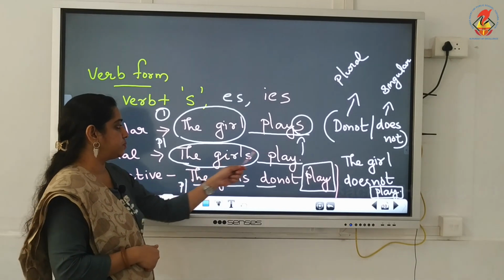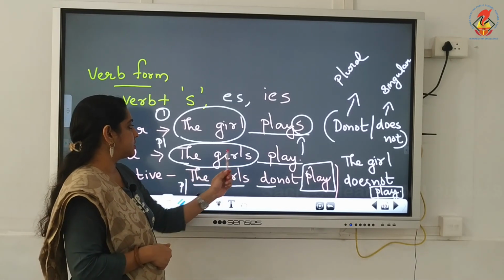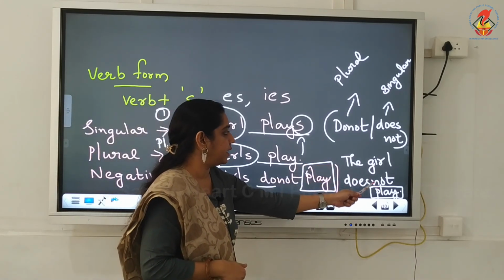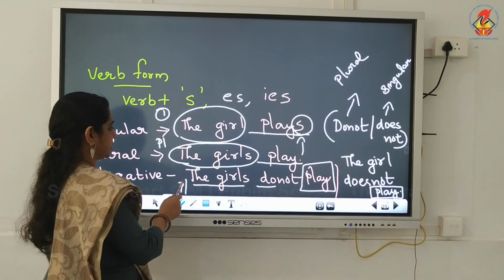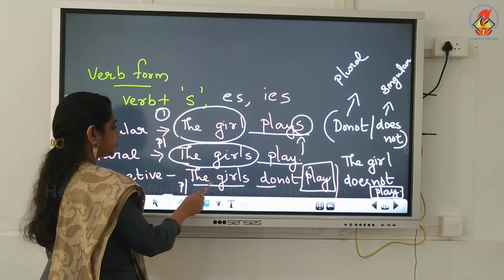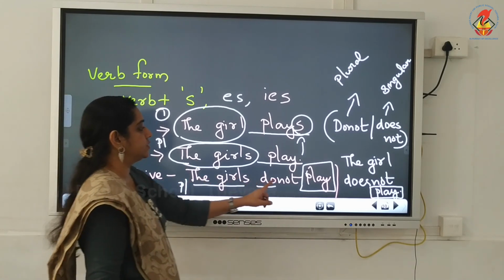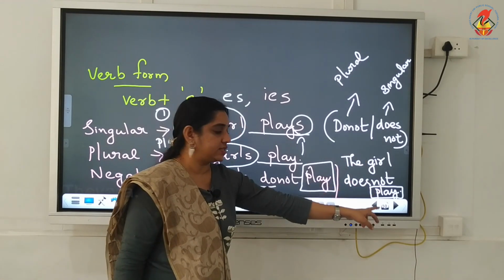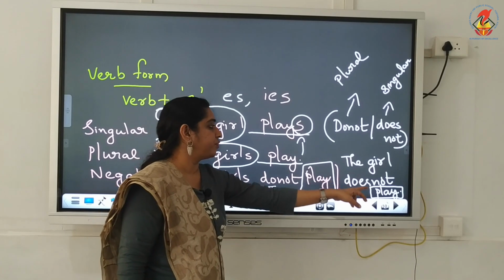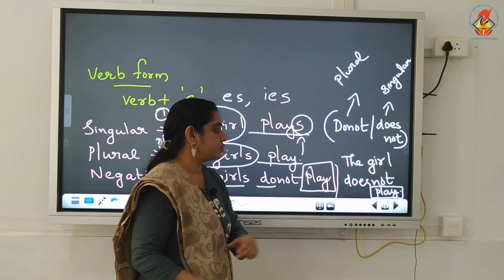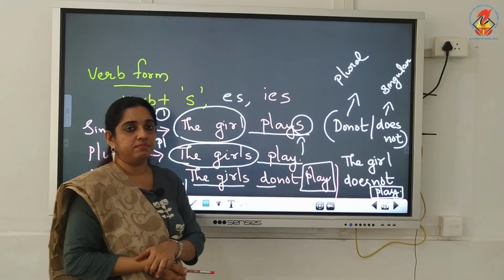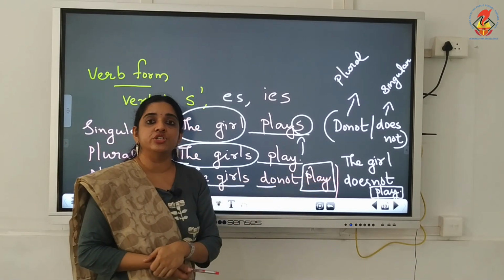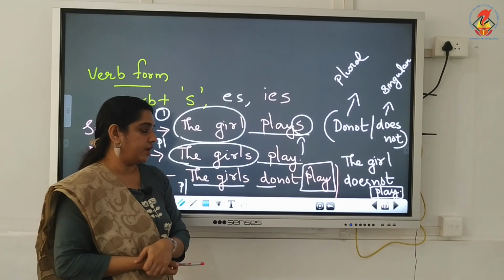See, the girls play, the girls do not play, the girl does not play. When you compare these two sentences in negatives, the girls do not play, the girl does not play, the verb has no change. For both negatives I have used play. Why? Because for do not and does not, you have to use the original form of the verb. Okay, I hope it's clear.